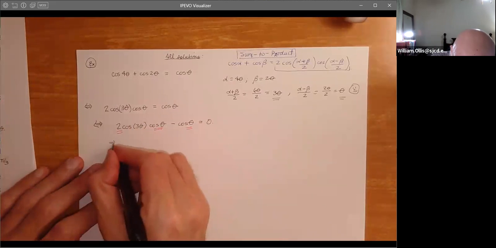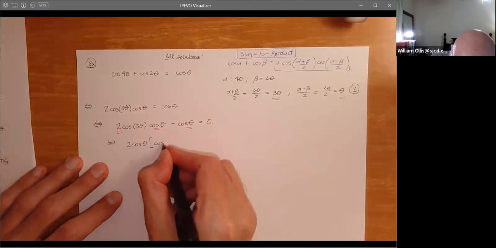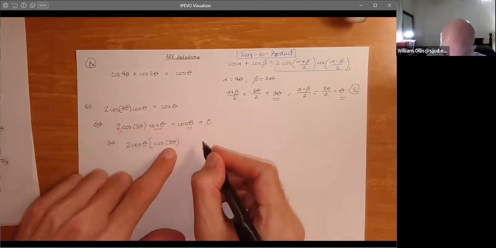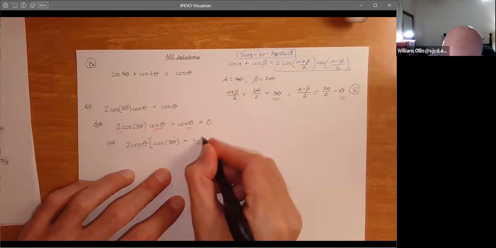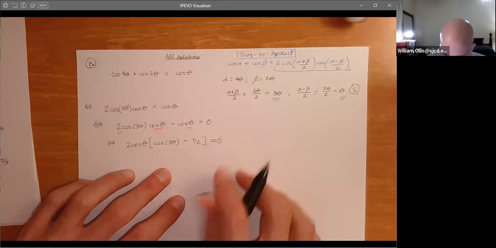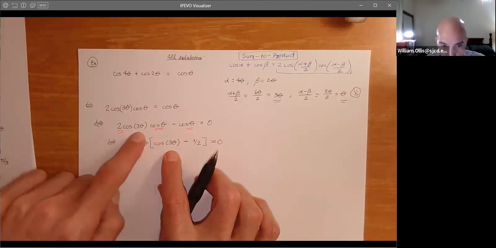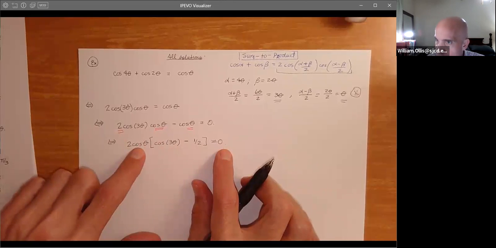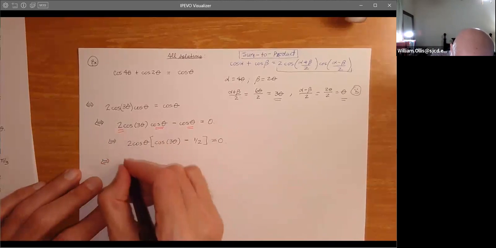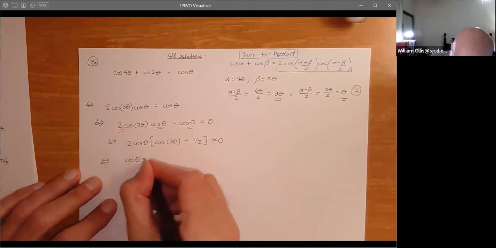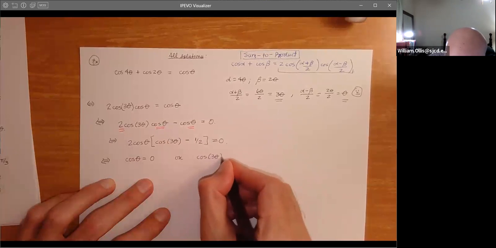So equivalently, we have 2 cosine theta, and this will be cosine 3 theta. I'll put the parentheses here just to focus on the 3 theta. And of course, this will be minus a half. So just go ahead and factor the 2. This will give us the negative cosine theta. And of course, this will give us the product here. So we can use, again, a nice simple equation like we had on the last problem. The 2 doesn't matter, just ignore it. Cosine theta equals 0, or cosine 3 theta equals 1/2.